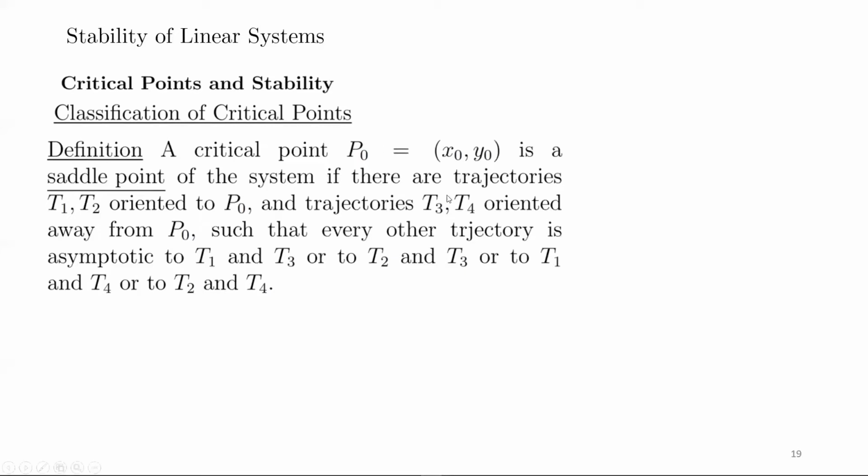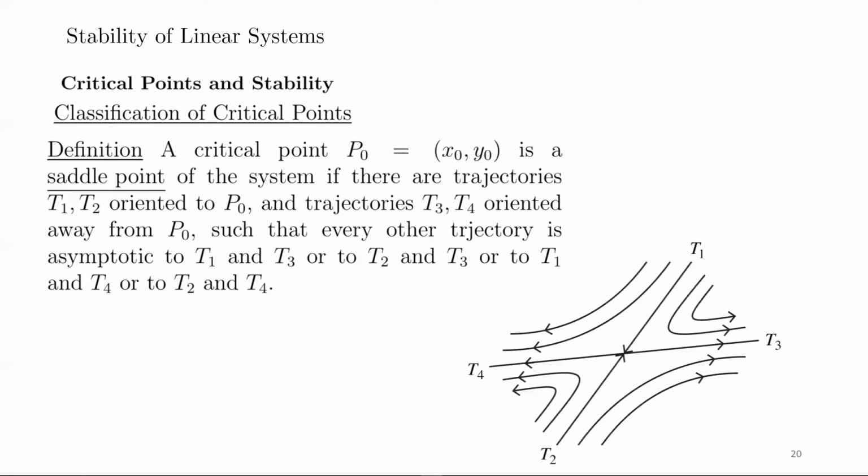So a critical point P naught is a saddle point of the system if there are trajectories orientated towards P naught, in other words pointing towards the point, and if there are trajectories that are orientated away from P naught, so pointing away from P naught, such that every other trajectory is asymptotic to T1 and T3, or T2 and T3, or T1 and T4, or T2 and T4. Well, I think it's easier to see just by plotting. So we have four trajectories here.